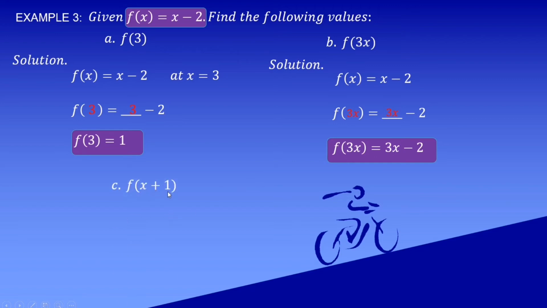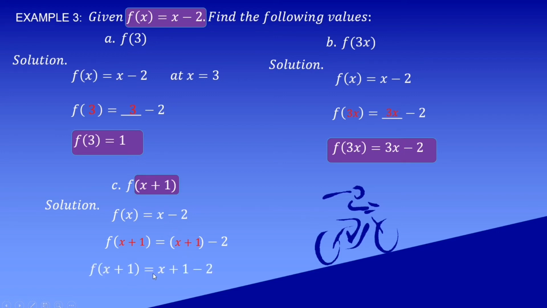For letter C, find the value of f of x plus 1. Again, our given function is f of x is equal to x minus 2. So we replace the x in the given function with x plus 1. Then f of x plus 1 is equal to x plus 1 minus 2. Then combine the two constant terms: 1 minus 2 is negative 1. Therefore f of x plus 1 is equal to x minus 1.